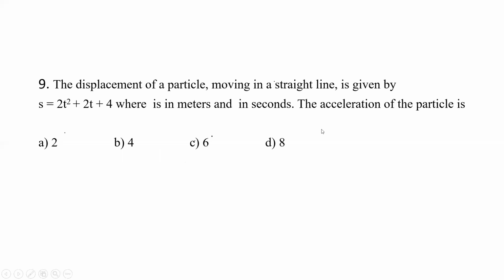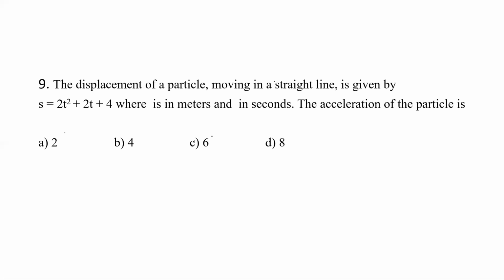Then our next question. The displacement of a particle moving in a straight line is given by the equation S is equal to 2t square plus 2t plus 4, where S is in meter and t in second. The acceleration of the particle, we need to calculate. They have given the displacement. As we know, acceleration is what? Rate of change of velocity.